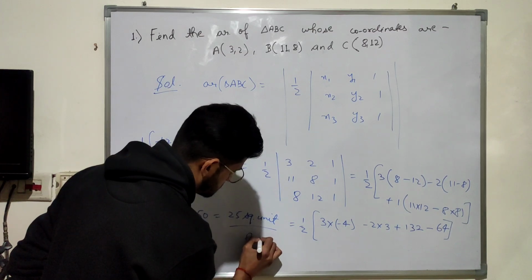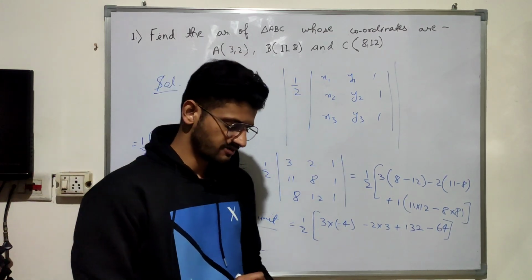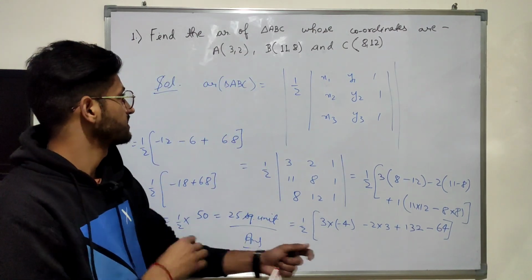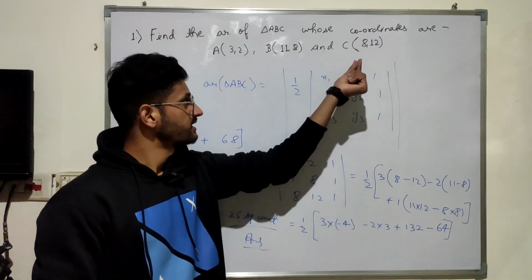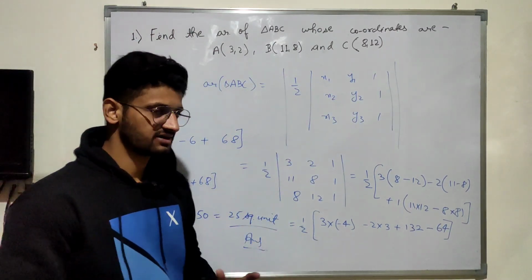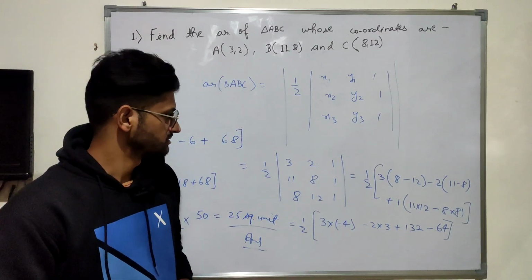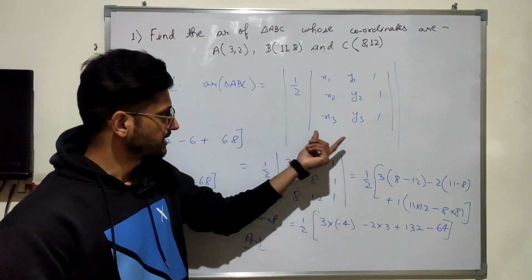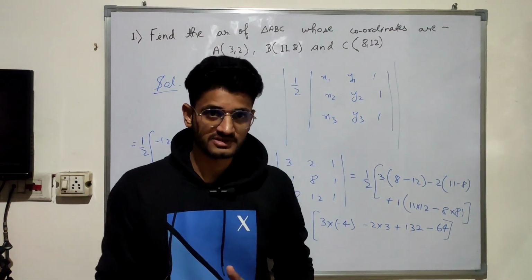This is the answer. So the area of triangle ABC, where the coordinates A, B and C are given as (3, 2), (11, 8) and (8, 12), is going to be 25 square units. We have not done anything rocket science here. We have just applied the formula. We know the formula for the area of triangle ABC.